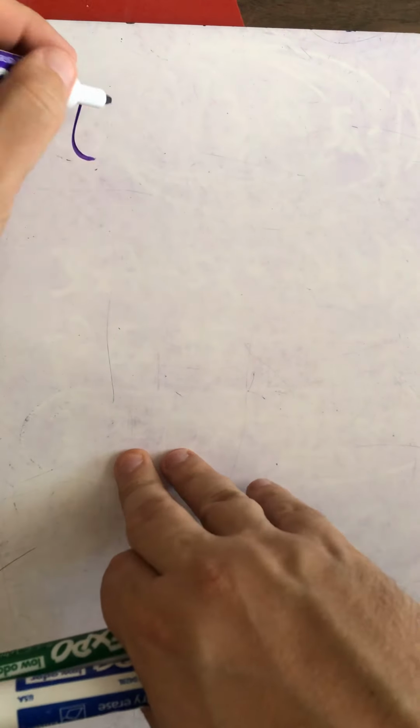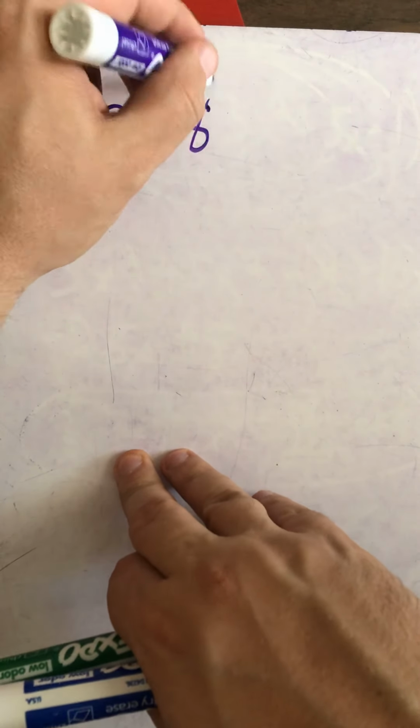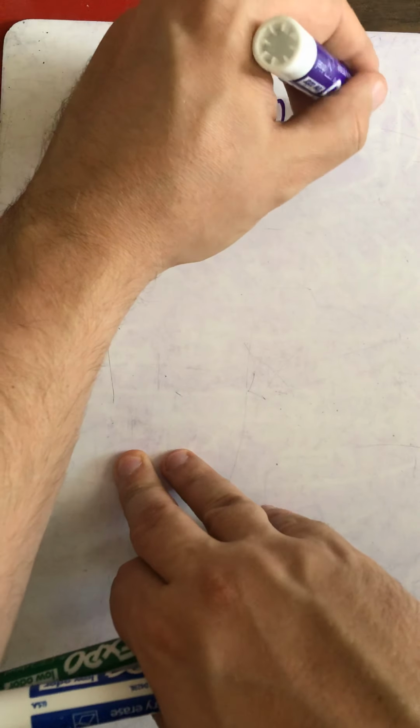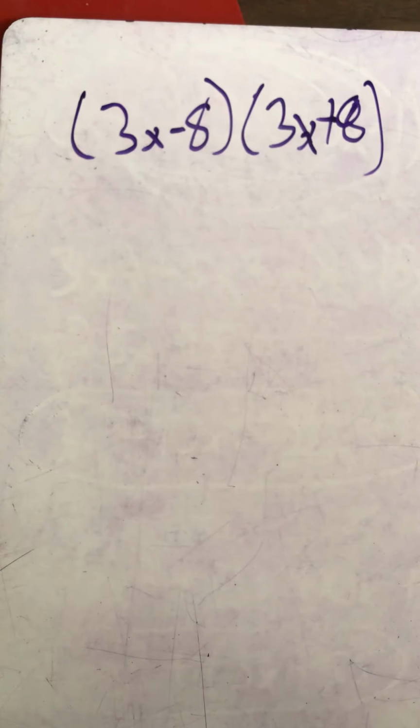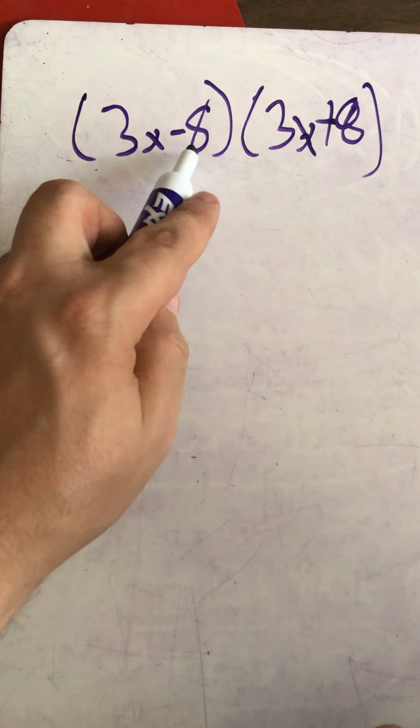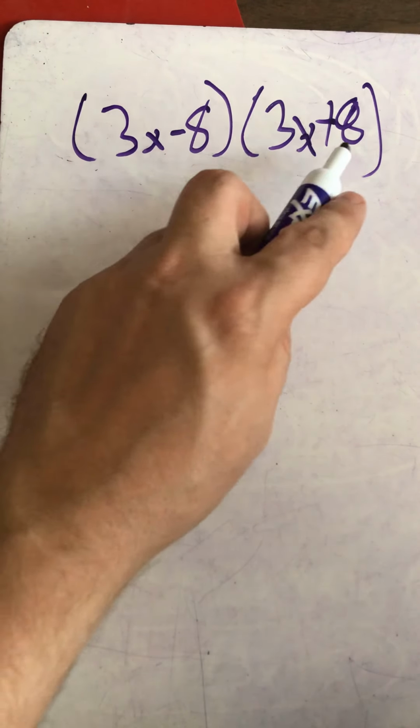Now, if you weren't paying attention at the start, number 6 was 3x minus 8 times 3x plus 8. Now, this one might look a little different for you because we got 3x and 3x, but here's the difference. We have a minus 8 and we have a plus 8.